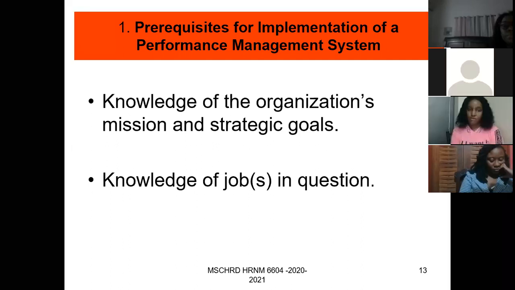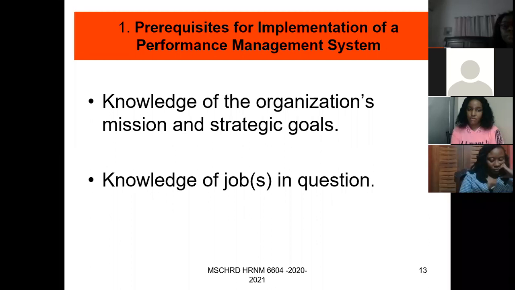So you can't set up what is to be measured in the system in terms of the employees' performance, according to the goals and objectives, if you don't know about the types of jobs that the organization has. So that is the block that we speak about as being the prerequisite. Setting the stage is the first thing. So that's the prerequisites.